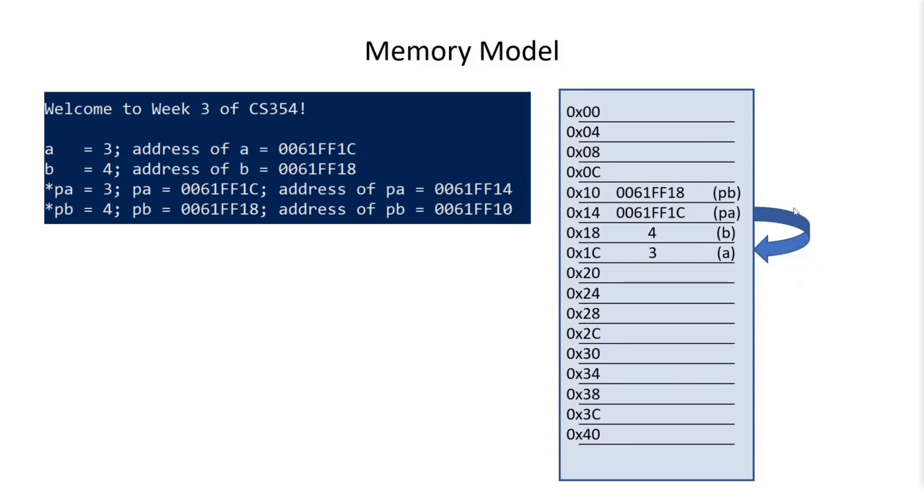PA points to right there. So anytime I use the star, so *PA, the compiler sees PA, it grabs this address right here. It's got this data, this address, 0061FF1C. The star says, okay, now go to that address. So it goes, I've got 1C, it goes to 1C right here, and then gets that 3. That's what the star means. It says, go get the address, and then follow that address and get to that number.